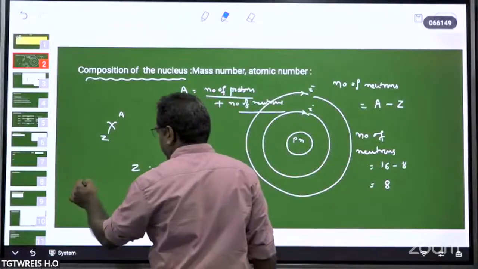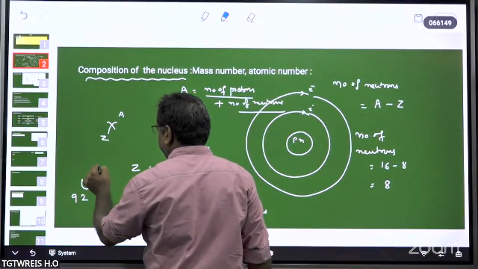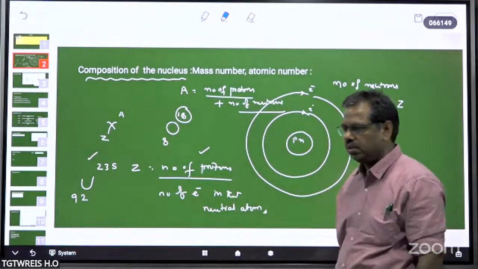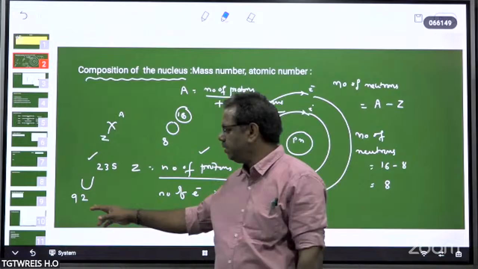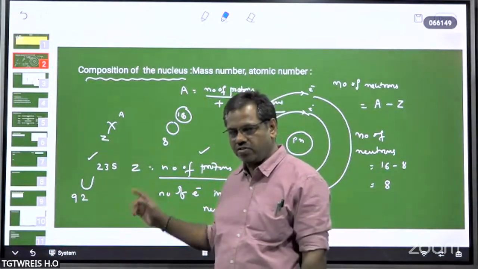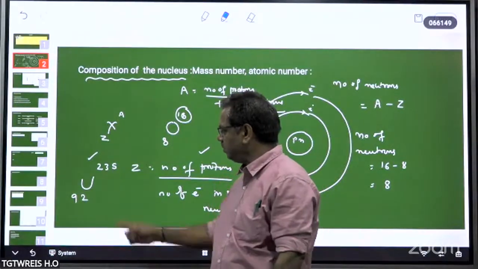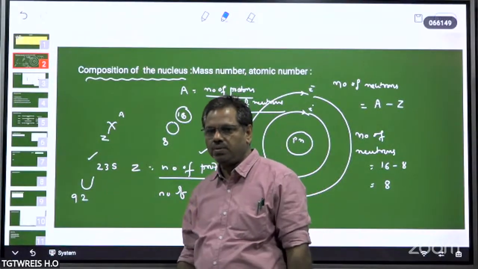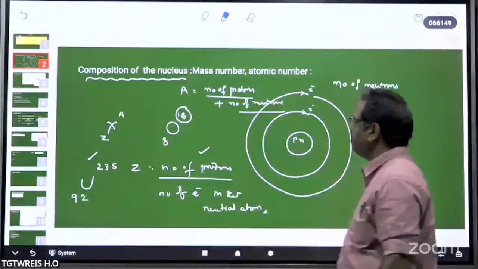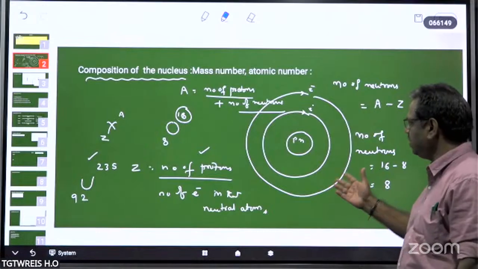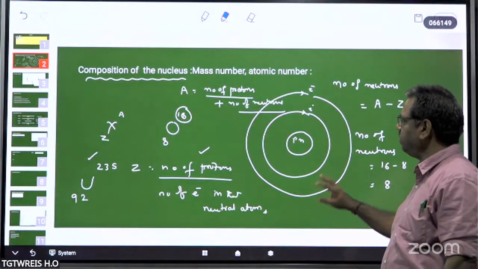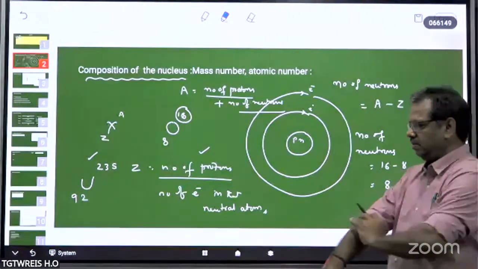For example, uranium 92, 235. This is the given atom. Its atomic number is 92, which is the number of protons, and also the number of electrons in the neutral uranium atom. The mass number is 235. 235 minus 92 gives the number of neutrons present in the given nucleus. This is a small description about the composition of the nucleus.